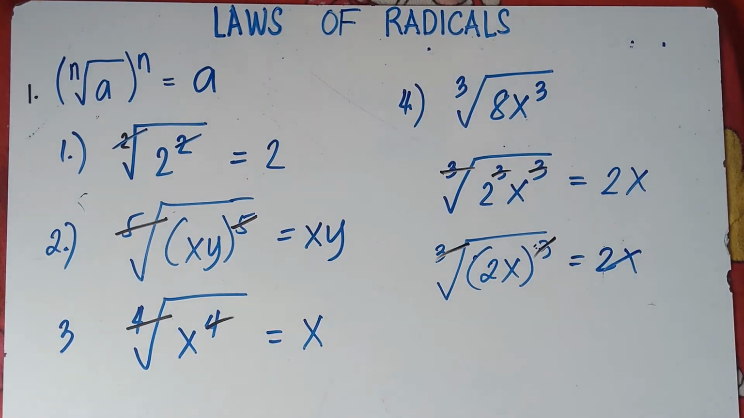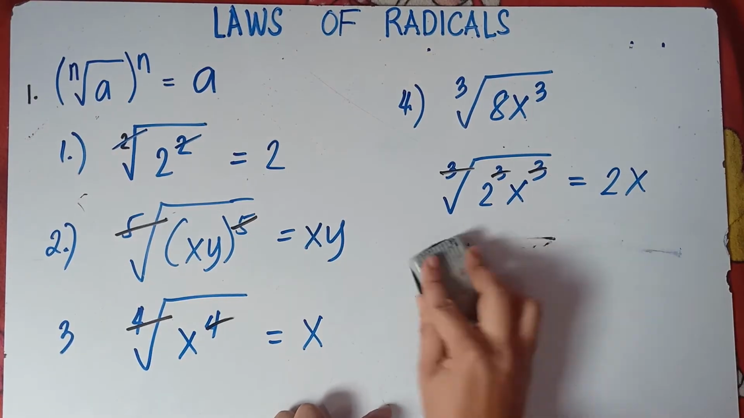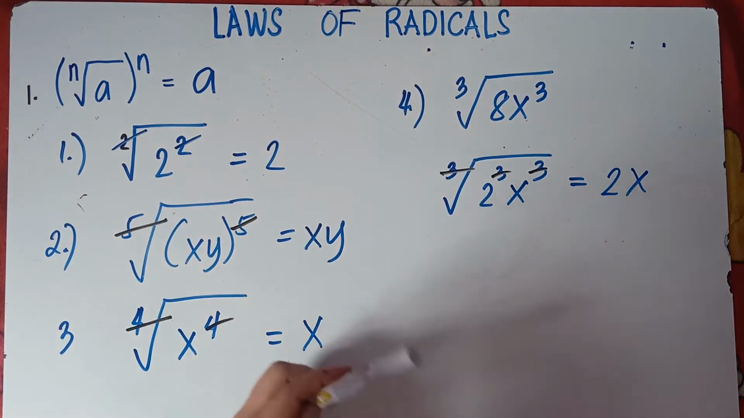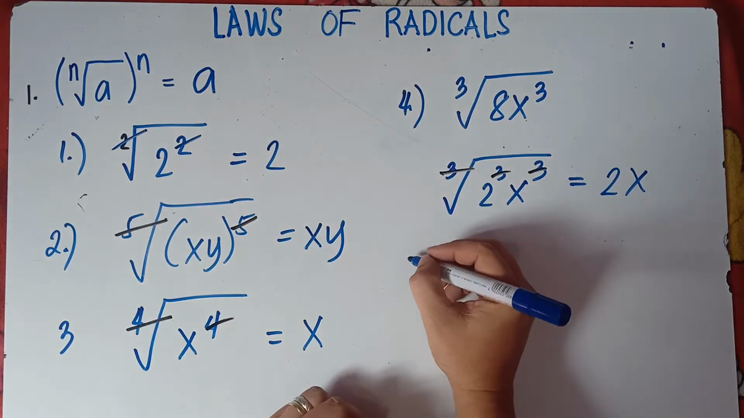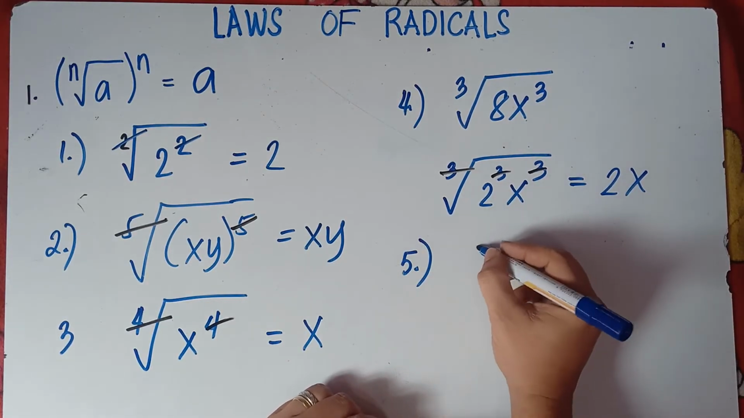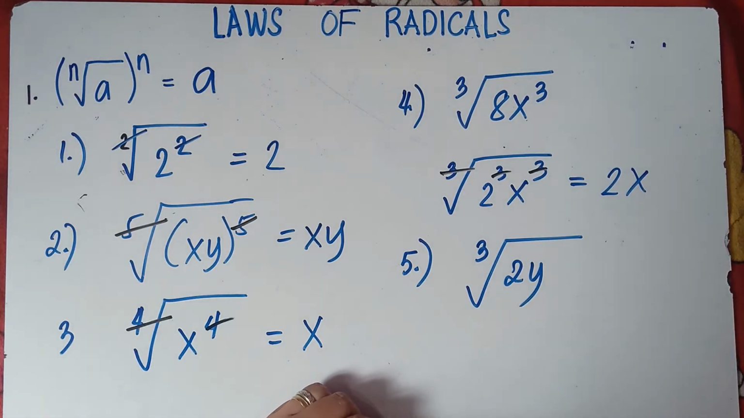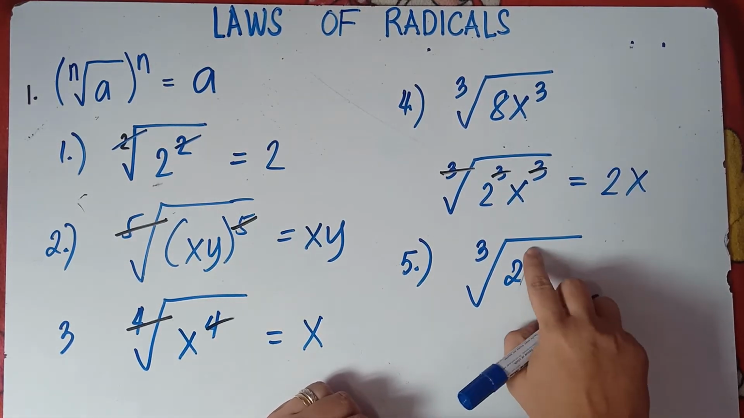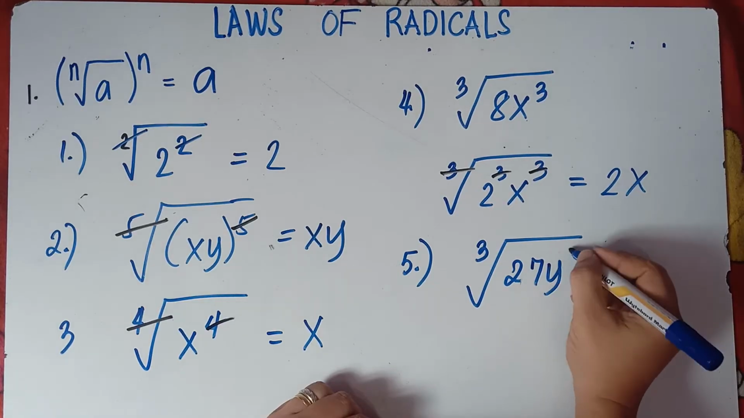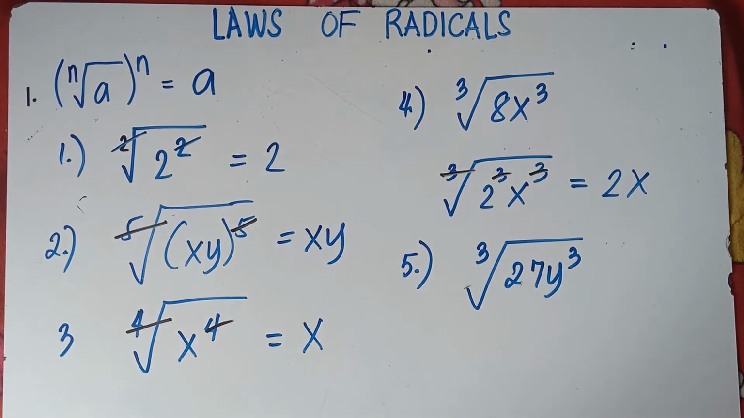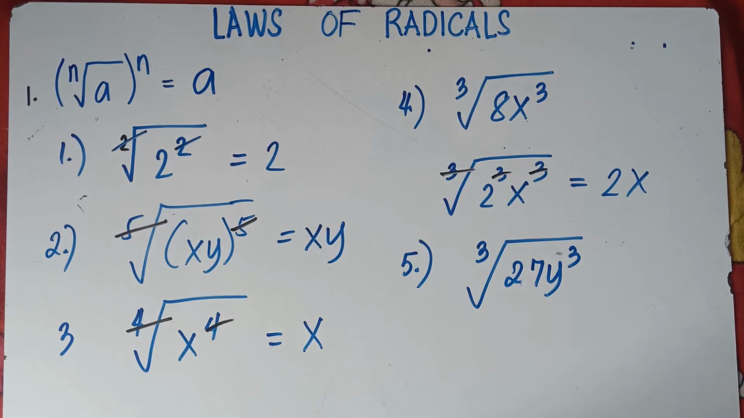Easy, right? So you try this one, class, for rule number 1. And you put your answer in the comment section down below. Let me check if you really understand this rule number 1. What if you have the cube root of 27y cube? What if you have that equation, class? You try that one. The cube root of 27y cube. Could you try that? And you put your answer in the comment section down below.